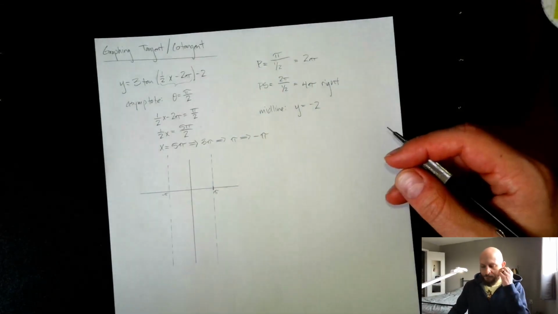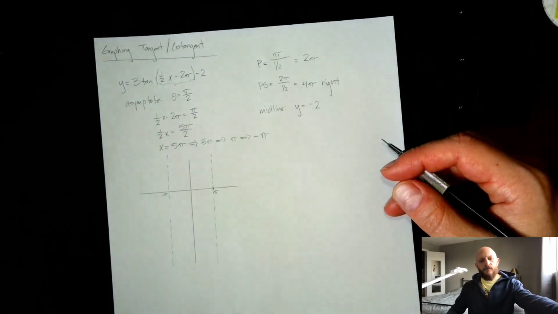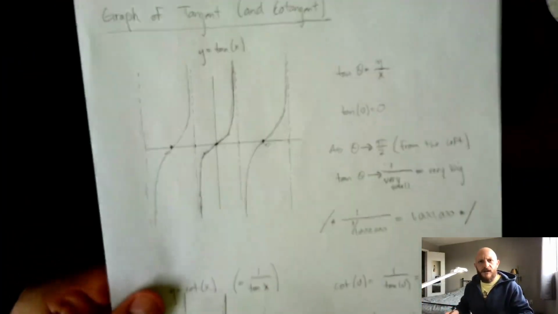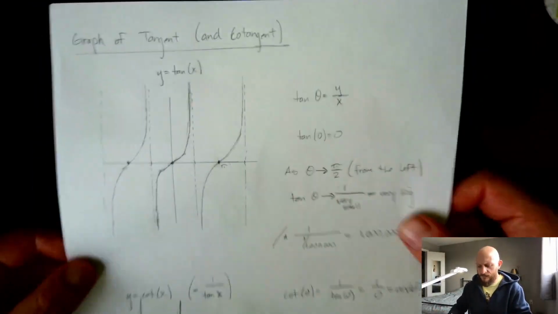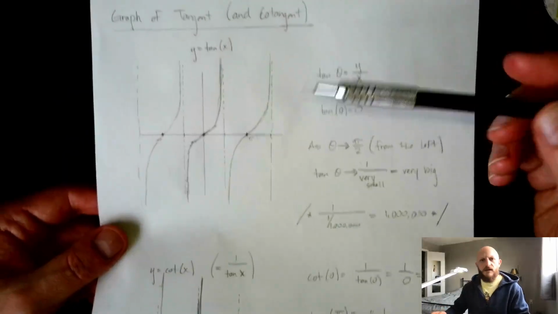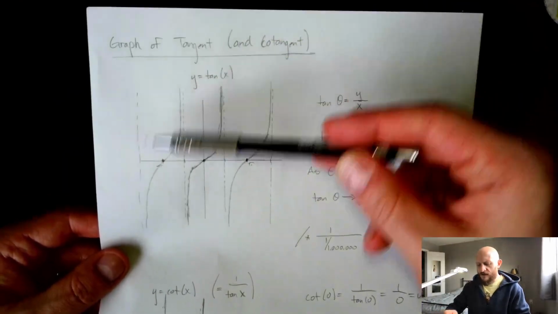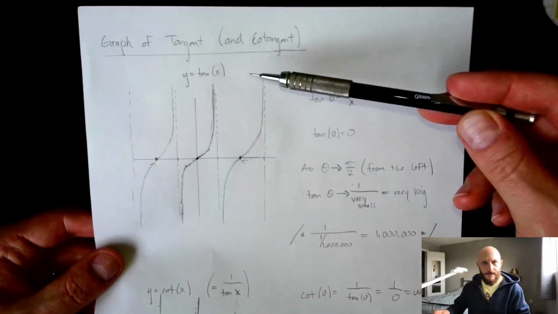Okie dokie. So, looking at the generic graph of tangent, that's not the generic graph, that's actually the graph that we're making. This is my second time making this video. I did these examples and I literally got to the last 20 seconds and my computer crashed.